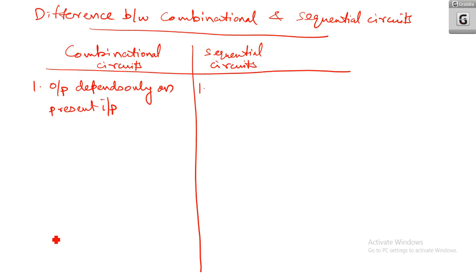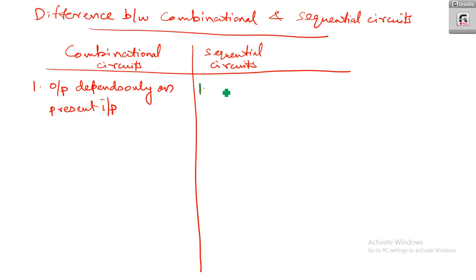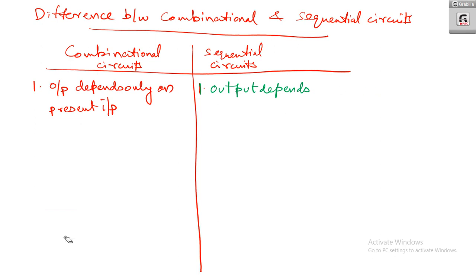Whereas here what happens? Here output depends on past, or you might say in another way, output depends on present input and memory.